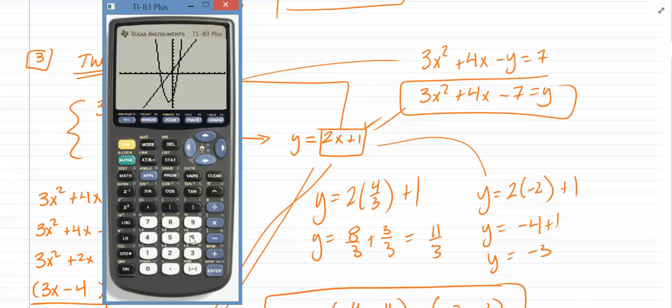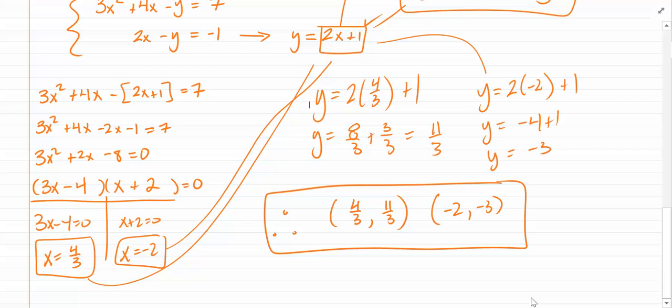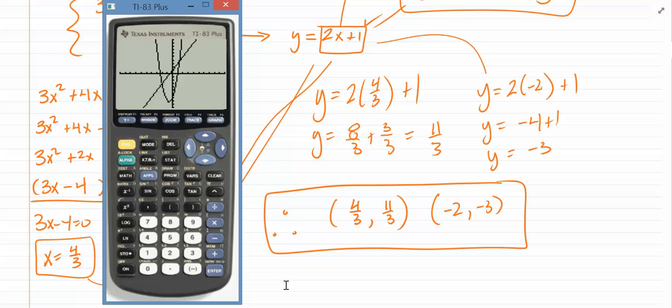So does your graphing calculator look like my graphing calculator? Yeah, it sure should, right? So we have a linear line, right? We have a line here and we have a quadratic. And notice there are two places where they intersect. We're saying that those two places are (4/3, 11/3) and (-2, -3).